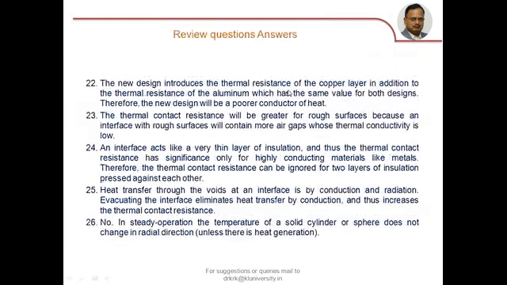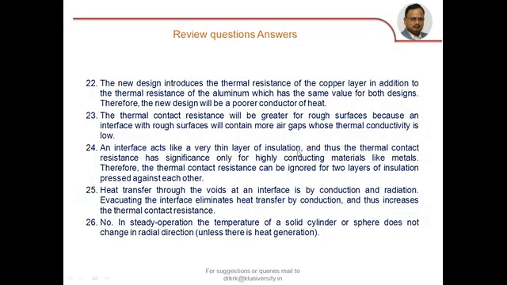And the new design introduced thermal resistance of another layer. Already there is 2 plus 2, 4 mm aluminum. In between you are inserting one more copper, so therefore total resistance will increase and hence it becomes a poor conductor of heat. And for rough surfaces, the thermal contact resistance will be great because they sit at the interface on the projections, one on the other, so more air gaps will be there. That is why a smooth surface will lead to a low thermal contact resistance.